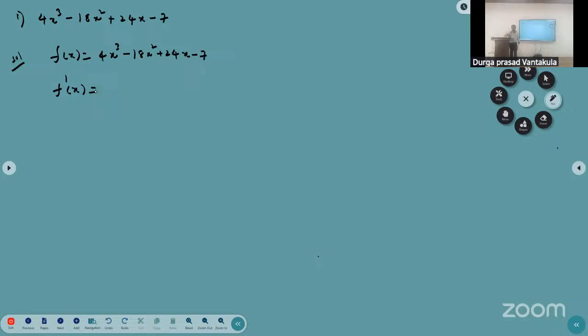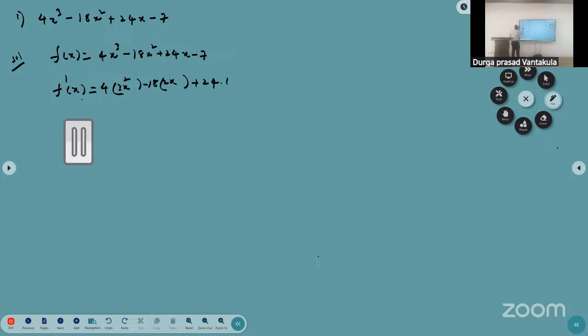Yes or no? f dash of x. What is the differentiation of x cube? Differentiation of x square? Differentiation of 24x? Right. Differentiation is over. d by dx of x cube is 3x square. d by dx of x square is 2x, and d by dx of 24x is 24.